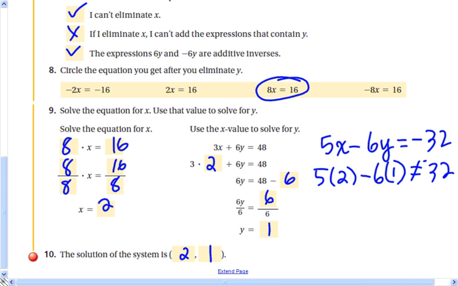And I noticed right here, 48 minus 6 is not 6. It's 42. So y is equal to 7. And if I put 7 here, then I get 10 minus 42, which is -32, and that checks.